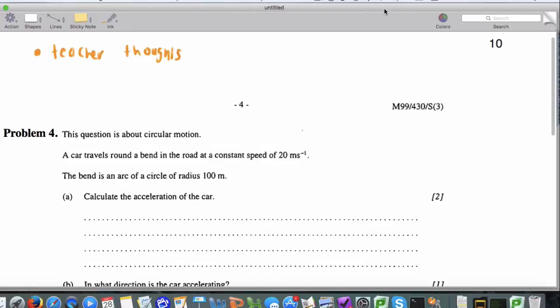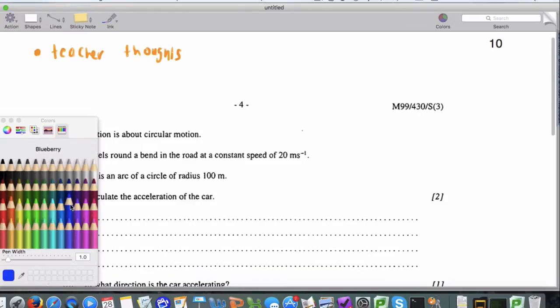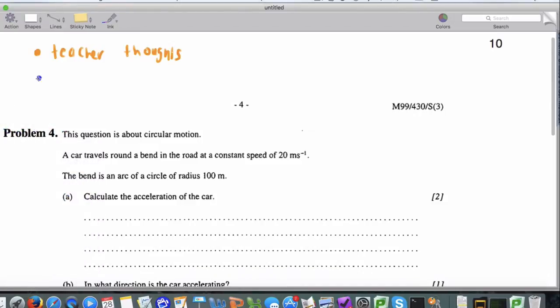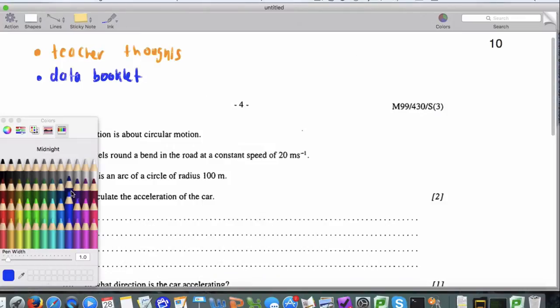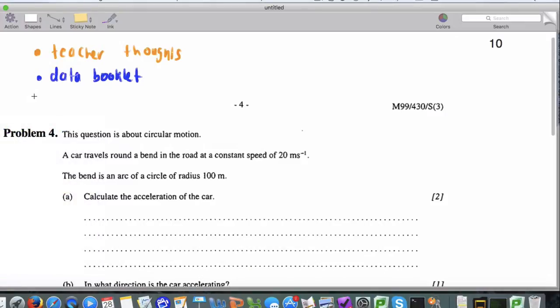And then I will also invoke what I call data booklet equations. And then these are like memorized equations, okay? And that's how we're going to do this. So that's really going to be the idea here.